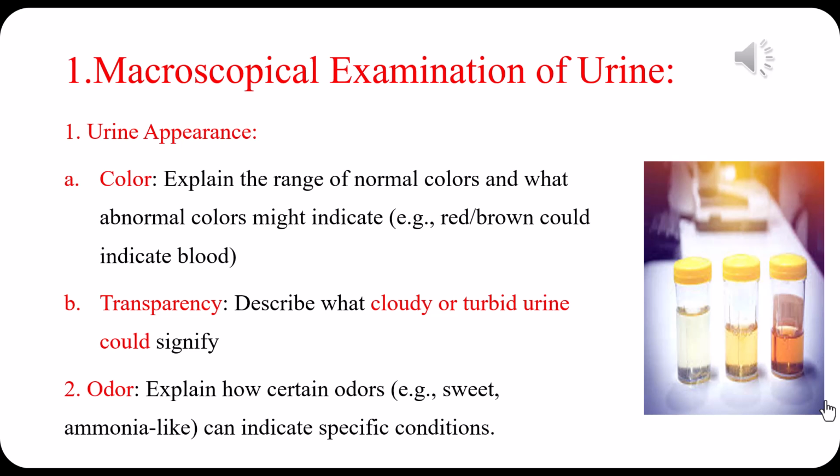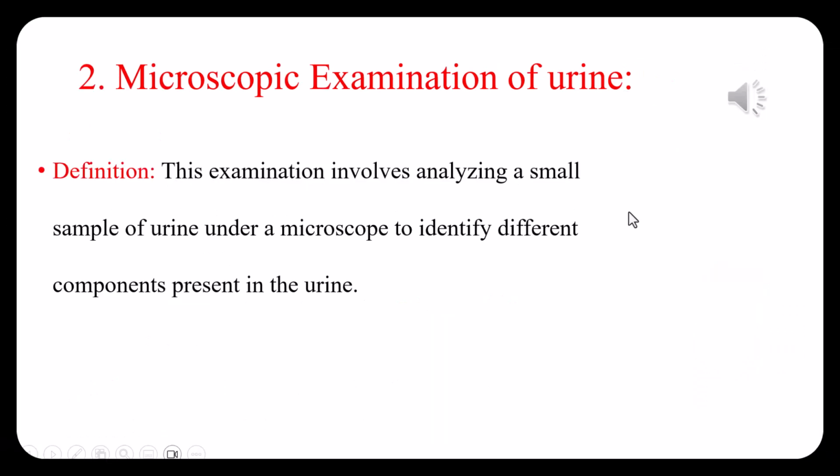Transparency describes how cloudy or turbid the urine is. Odor explains certain conditions, for example a sweet or ammonia-like smell can indicate a specific condition. That's helpful to know if the patient has an infection or not before we do the microscope examination. So by naked eye we can look at our urine sample, then we have the microscope examination.